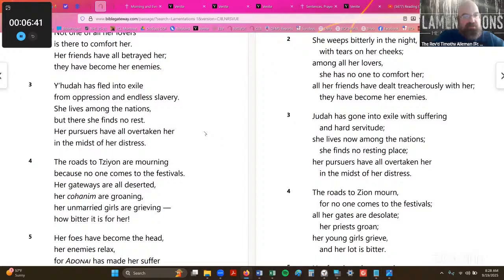The roads to Zion, it's just a Jewish spelling of Zion.